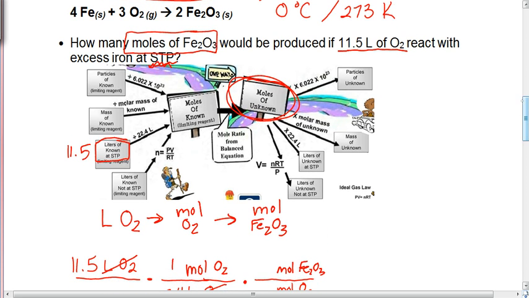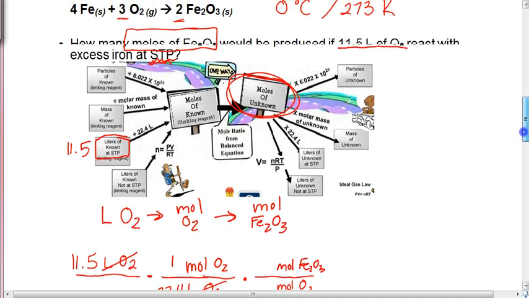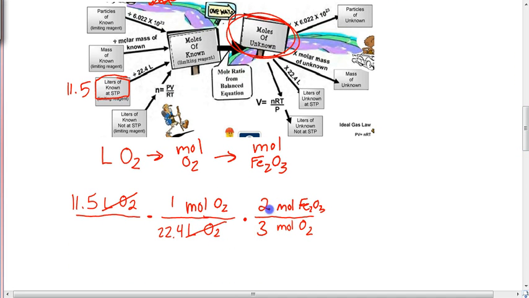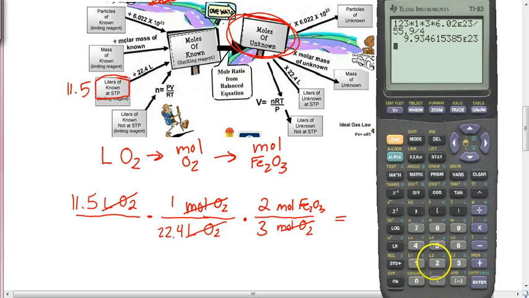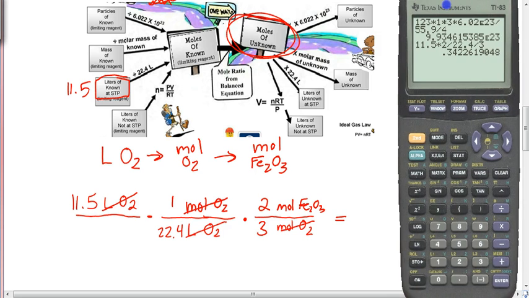If we look at our ratio here, there are 3 O2s for every 2 Fe2O3s. So then moles of O2 and moles of O2 cancel out. So 11.5 times 2, well, let's type this into our calculator: 11.5 times 2 divided by 22.4 divided by 3. And that turns out to be 0.342.